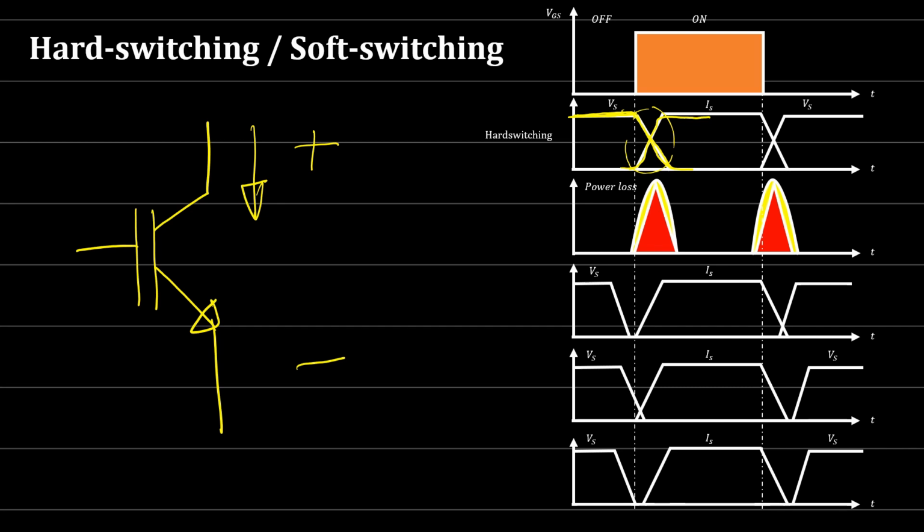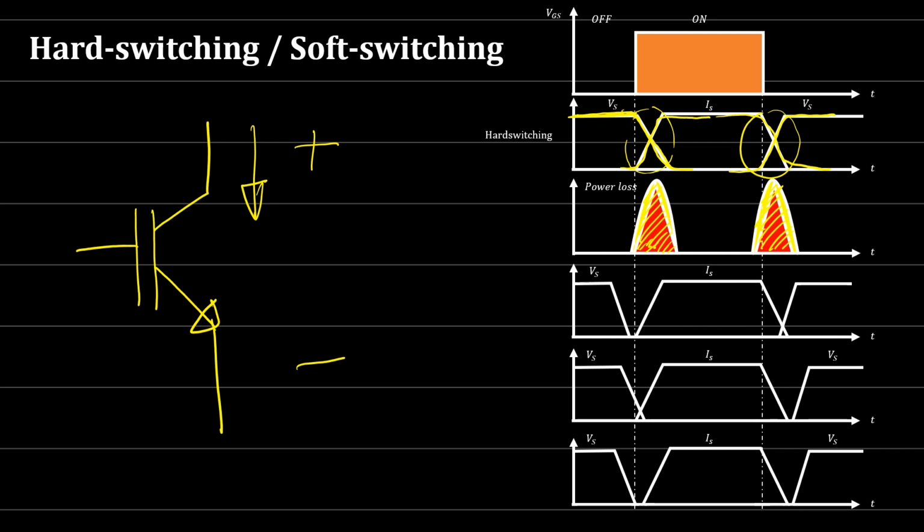Because if you multiply the voltage and the current here, you will find that we have a power loss, voltage times the current. Similarly, the same problem happens when we turn off the switch. The current will fall down to zero and the voltage will start increasing, and again we have power loss according to this process. Okay, that is what we call hard switching.